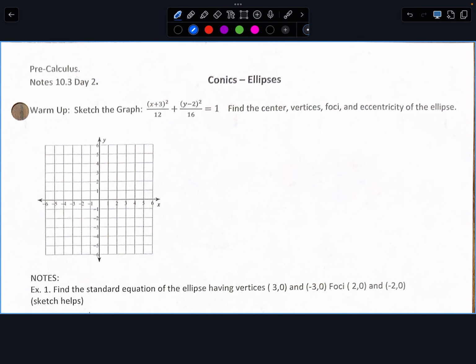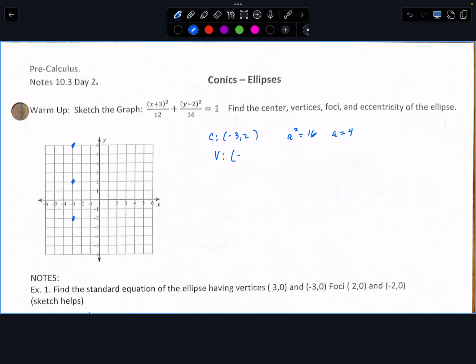All right, pre-calculus 10.3 day 2, more on ellipses, and we have just a quick little warm-up here. And so the center is going to be at negative 3, 2. And a squared is always the larger number underneath the denominator when it's in standard form, so a is going to be 4. And since it's underneath y, you're going to go up 4 and you are going to go down 4 to get your vertices.